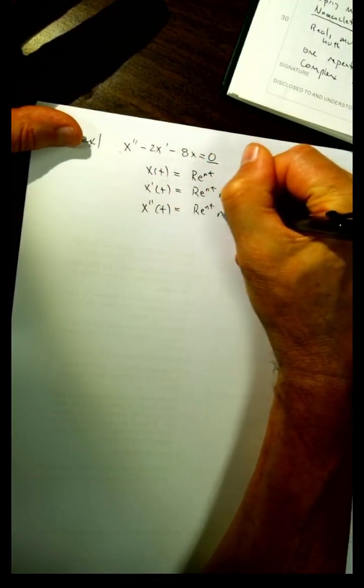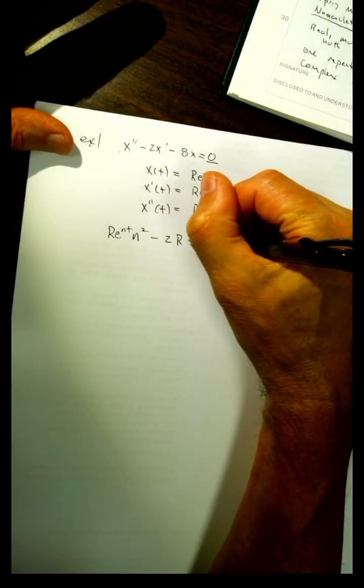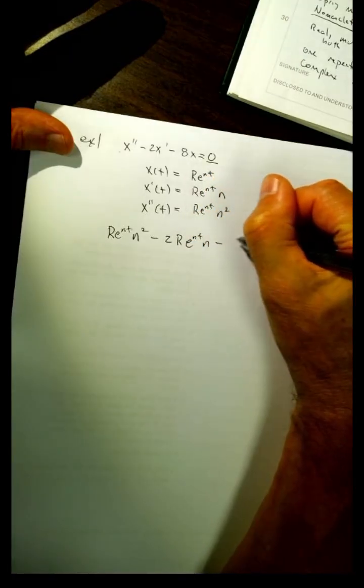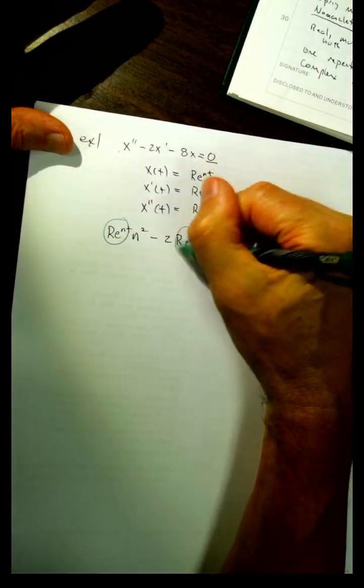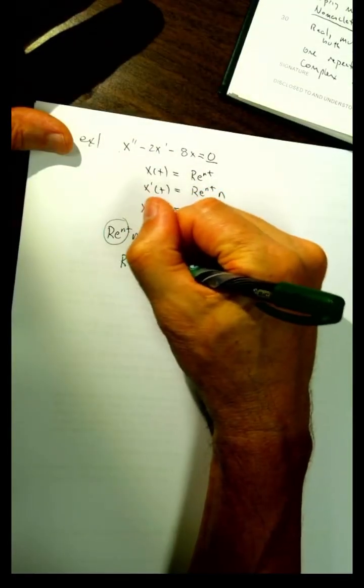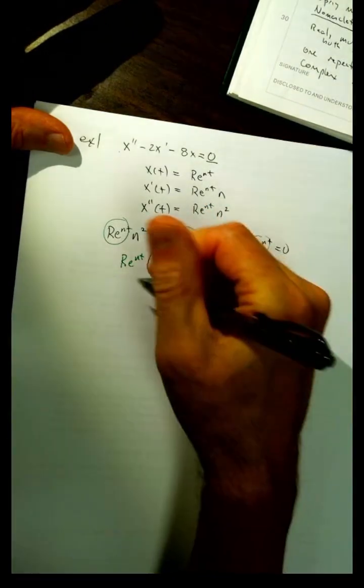So I get r e to the nt times n for the first derivative. For the second derivative, I get r e to the nt times n squared. Plug those back into the original equation. So x double prime is r e to the nt n squared, minus 2 times x prime, so I get minus 2r e to the nt n, minus 8x, so that's minus 8 r e to the nt, is 0. Every term has an r e to the nt, so I can factor that out, leaving behind n squared minus 2n minus 8 is 0.